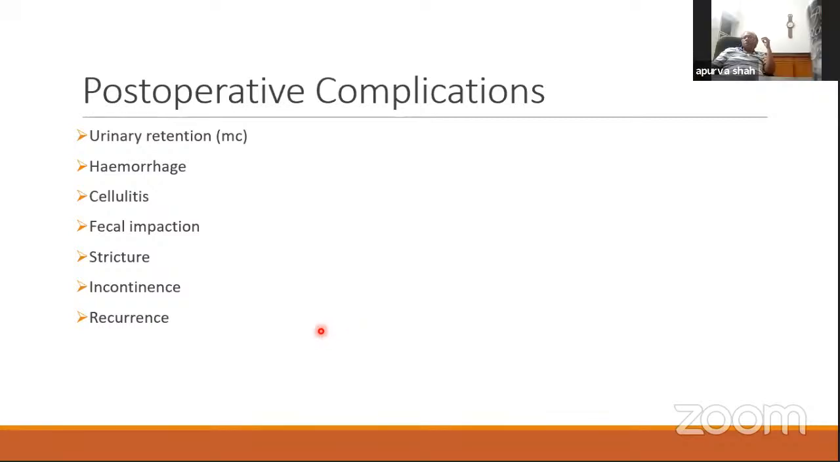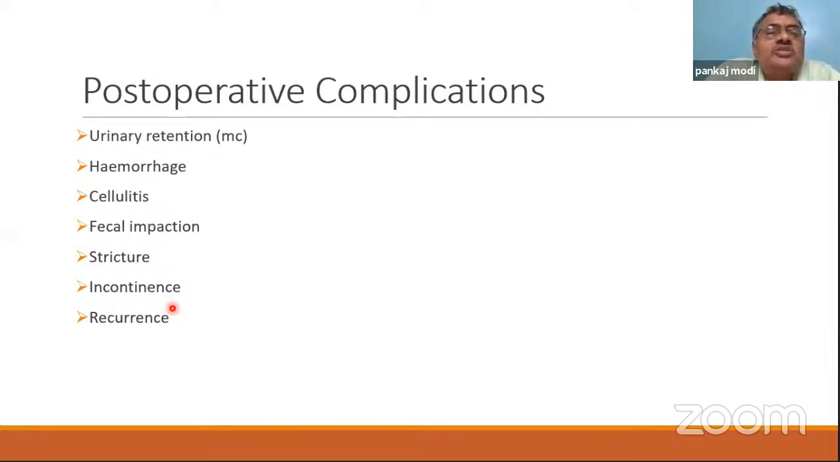Okay. Yes. What is the most important complication? Ideally, you should divide them into two parts, early and late. Incontinence and recurrence are delayed. They are the main two complications. All others are okay. Understand this point. Recurrence and incontinence, these are the two.